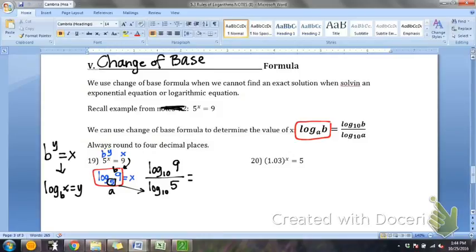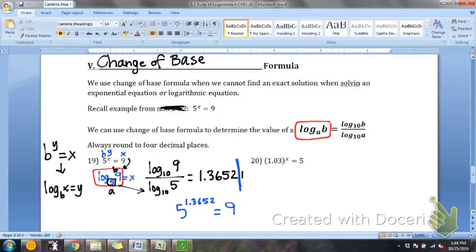I'm sorry, what was the answer? My calculator disappeared. 1.36521. 36521, but this would be 4 decimal places. Is the 1 big enough to change? No. So what this means is if I were to take 5 to the 1.3652 power, I should get really close to 9. I want you to try that on your calculator. 5 raised to the 1.3652 power. And we should get really close to 9.